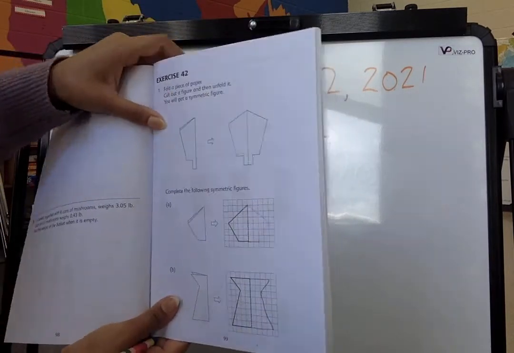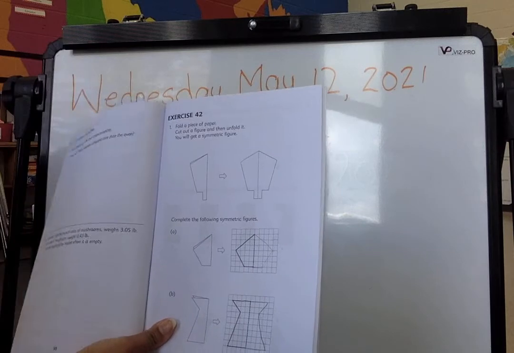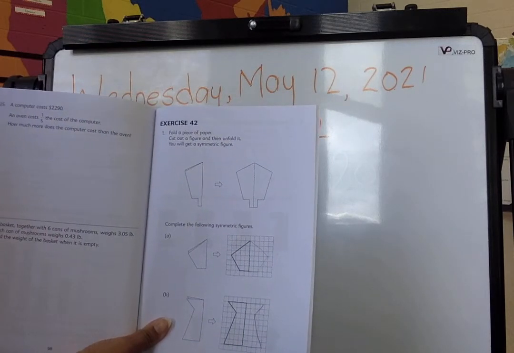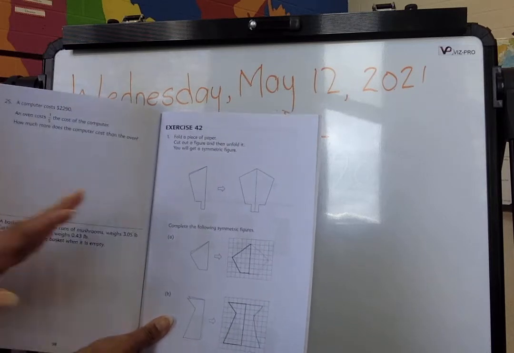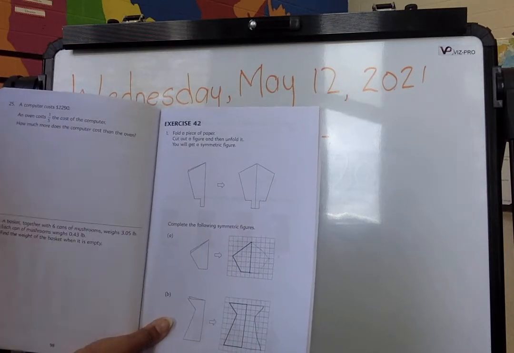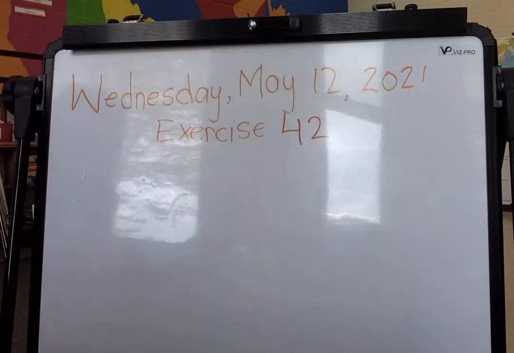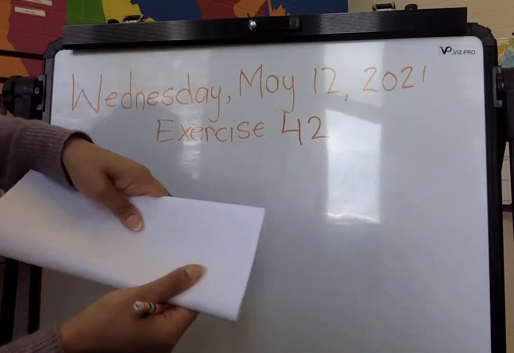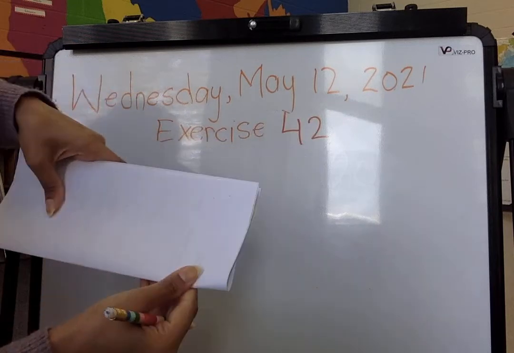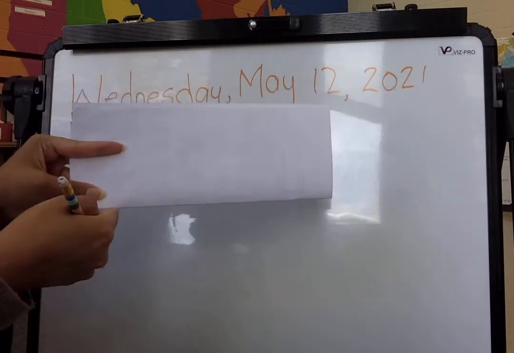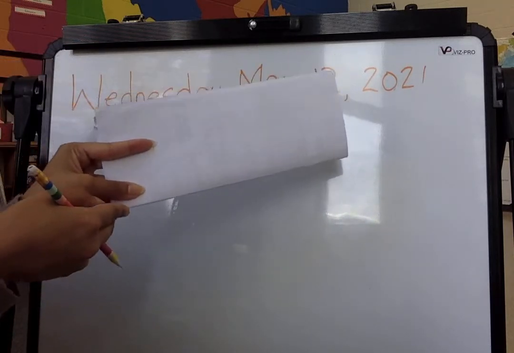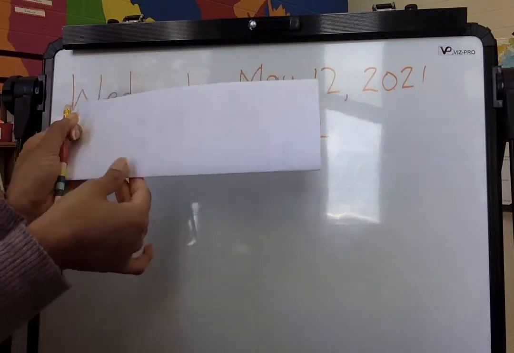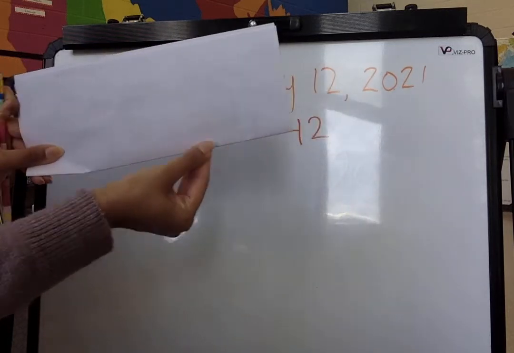Now in this lesson, we are looking at symmetric figures. So basically, symmetric figures are equal, as in both of the sides. For example, if you take a piece of paper and fold it in half, this line that we folded it on, that's called the line of symmetry. Okay?